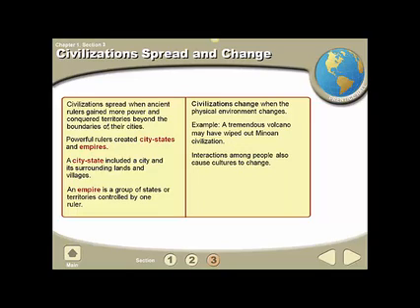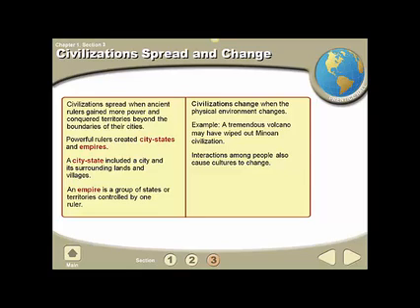Interactions among people. So not just conquering, but maybe trade. Trade is a big way that civilization spread. So beliefs and ideas, when you come into contact with other people, maybe you intermarry with these other people, you bring your culture to them, they bring their culture to you. This is called cultural diffusion.